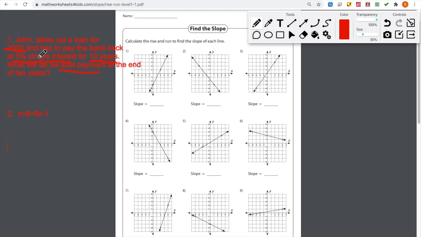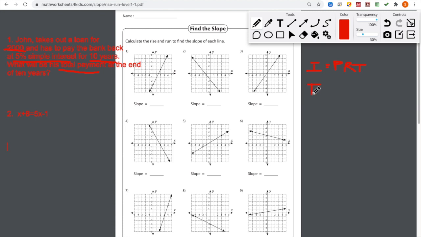So since we're using simple interest, I'm going to write the formula down. Interest for simple interest is going to equal PRT. What PRT means is the principal times the rate times the time. And the principal is the amount of money we put in, the rate is the percentage, and the time is that 10 years. So I'm just going to rewrite this formula.